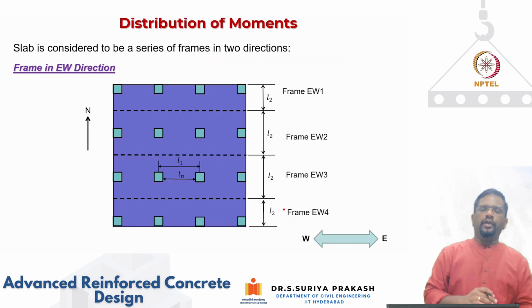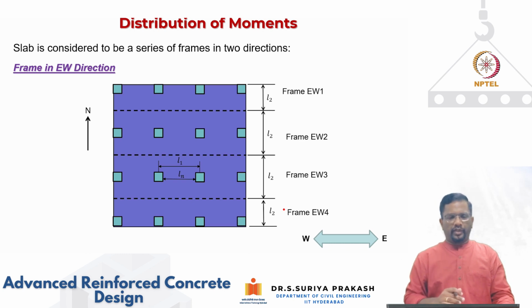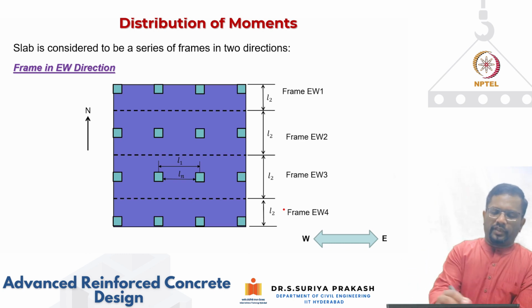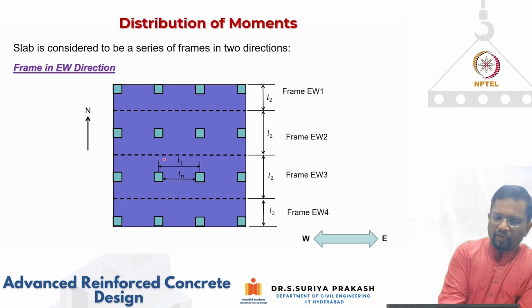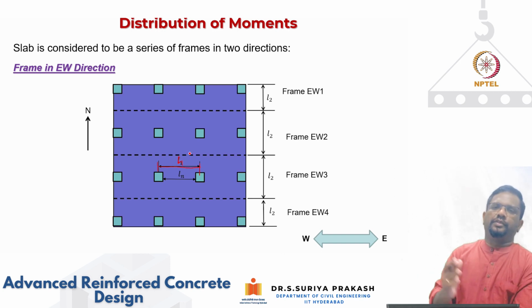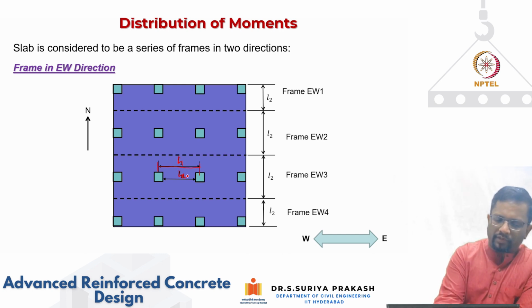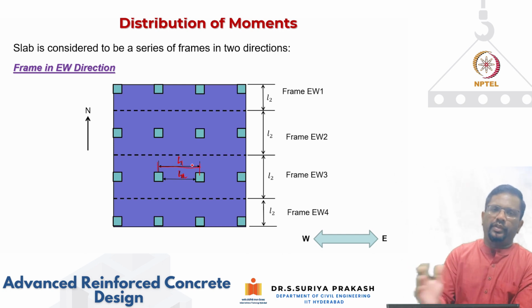Now let us look at what are the steps involved. As we said, let's say this is an example panel that we are considering. In the north-south and east-west directions, you have 3 spans, and this is a fairly regular slab. For the span along the east-west direction, let's say this is L1. L1 is the center to center distance between the columns, and Ln is nothing but the clear span between the column faces.